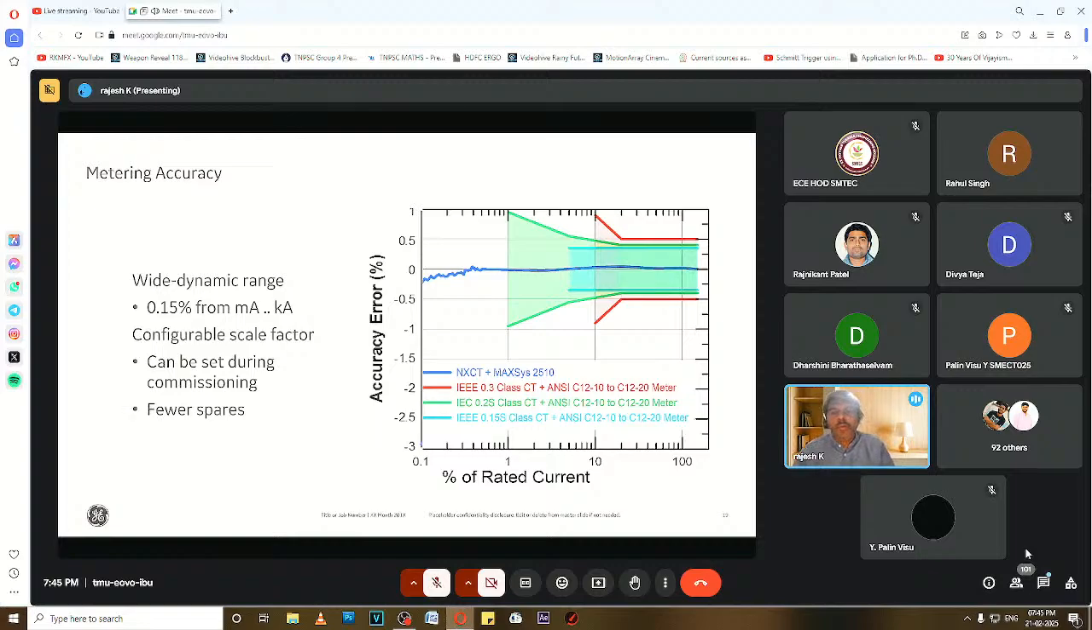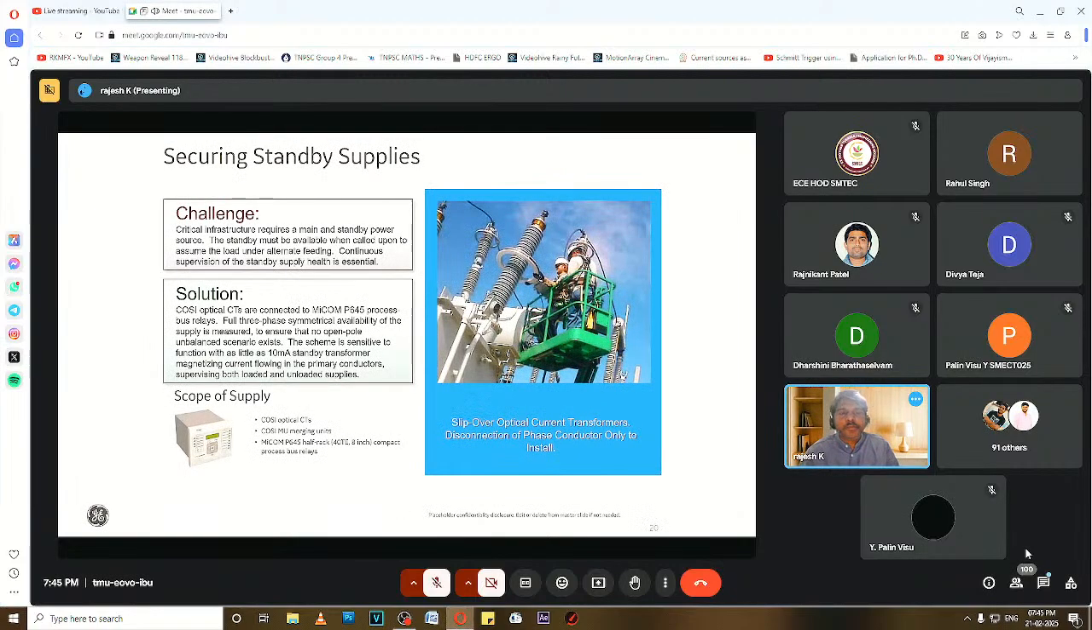So this shows how it works compared to a conventional CT. The one in blue is the non-conventional instrument transformers. You can see the accuracy ranges from 1% to 100%. Accuracy is far better than the conventional one. So even if you have 0.3 class, 0.2 class, 0.5 class, it's all far different. But the accuracy you can see for the non-conventional instrument sensors is definitely good.